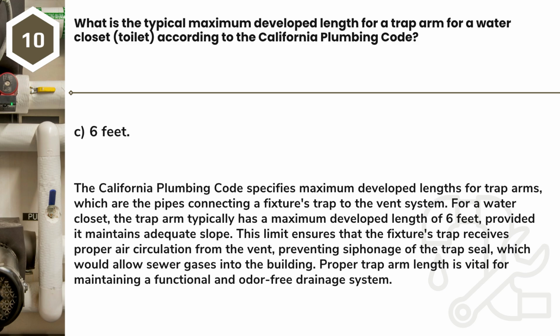Answer: C. 6 feet. The California Plumbing Code specifies maximum developed lengths for trap arms, which are the pipes connecting a fixture's trap to the vent system. For a water closet, the trap arm typically has a maximum developed length of 6 feet, provided it maintains adequate slope. This limit ensures that the fixture's trap receives proper air circulation from the vent, preventing siphonage of the trap seal, which would allow sewer gases into the building. Proper trap arm length is vital for maintaining a functional and odor-free drainage system.